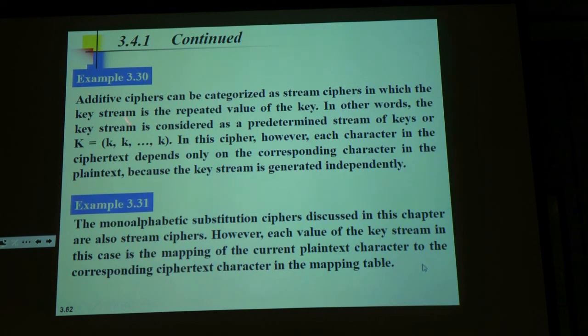So as an example, additive ciphers can be categorized as stream ciphers in which the key stream is the repeated value of the key. In other words, the key stream is considered a predetermined stream of keys. So the key is the same thing. Remember, in the additive cipher we use 5, so it's the same key all the time, right?